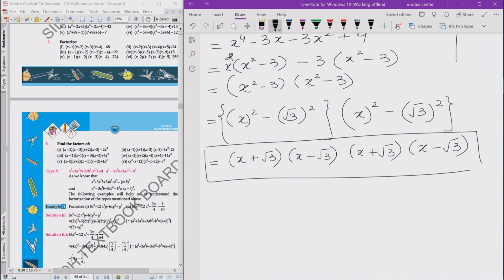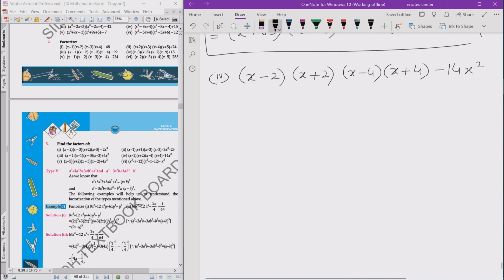Now part 4. In part 4 we basically have (x minus 2)(x plus 2)(x minus 4)(x plus 4) and minus 14x square. Okay, this question I'm solving very quickly, so you can see this.